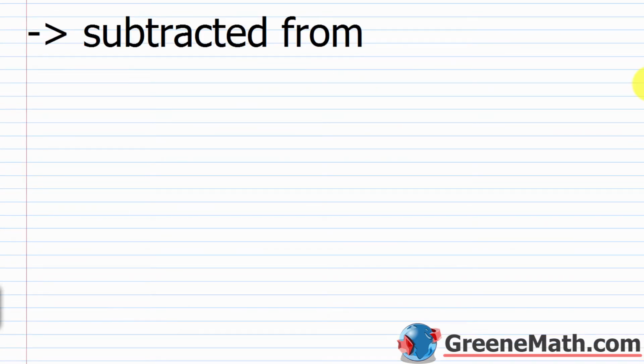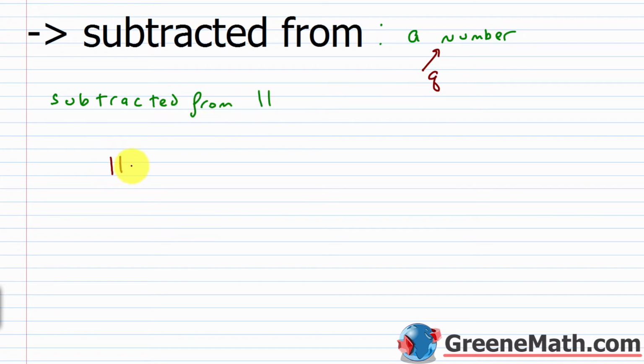All right, for the last one for subtraction, let's look at subtracted from. So let's say as an example, I say a number subtracted from, I don't know, let's say 11. So a number, let's represent that with, I don't know, let's go with q again. So let's say q subtracted from 11. So if it's subtracted from 11, that means I'm starting out with 11, and from that, I'm subtracting this number q. So that's 11 minus q.